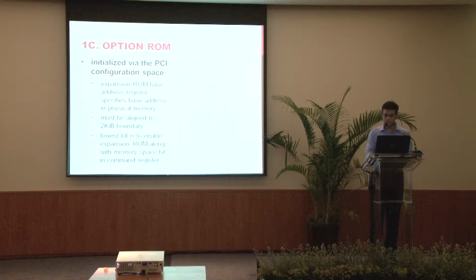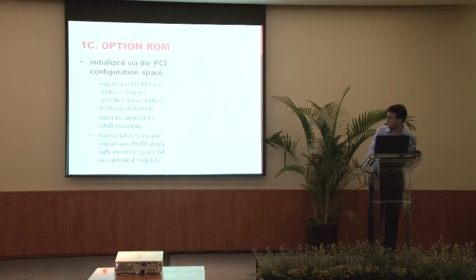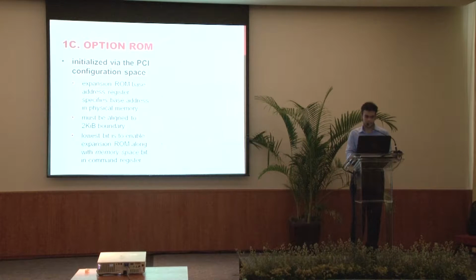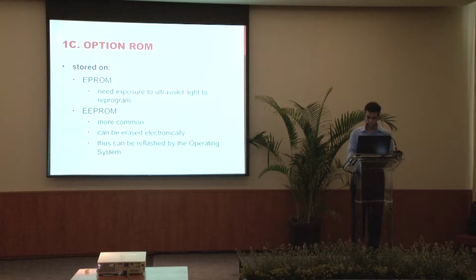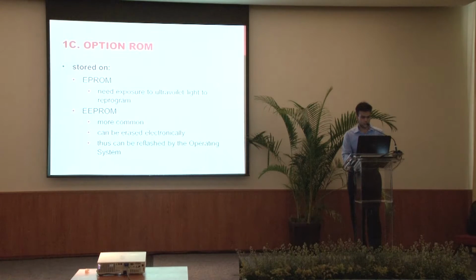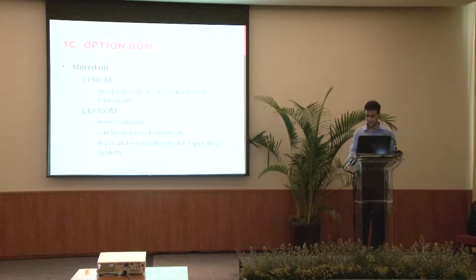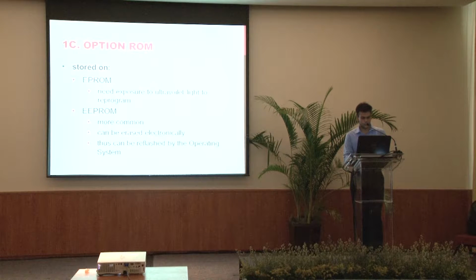Option ROMs are initialized by the firmware using the PCI configuration space. The configuration space table is shown on the right. The firmware writes into the expansion ROM base address register, which specifies the base address in physical memory for the option ROM. It must be aligned to a 2 kilobyte boundary. The lowest bit in the register is called the memory space bit, and it enables the expansion ROM. Now, option ROMs are stored on either EPROM or EEPROM. For rewriting EPROM, you need ultraviolet light, but EEPROM, which is more common on most devices, can be erased electronically, and thus can be reflashed by the operating system.